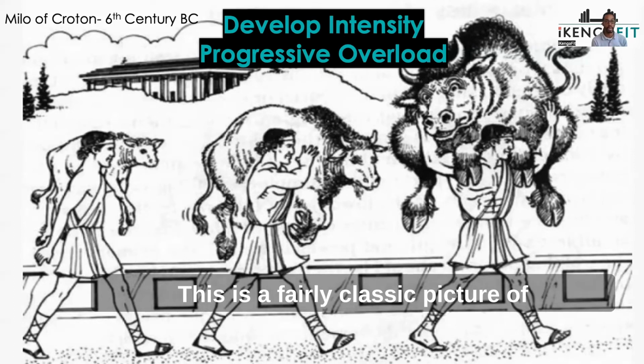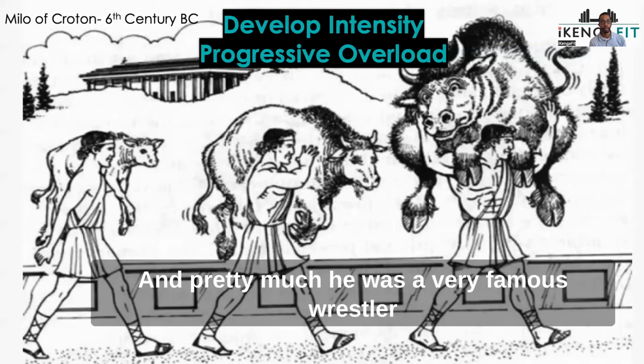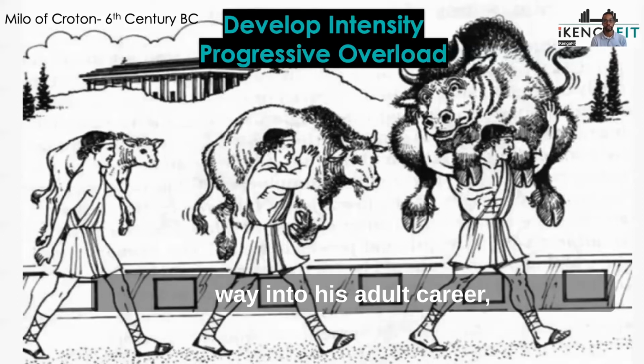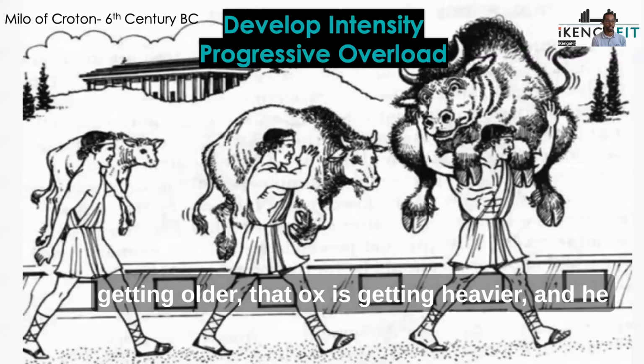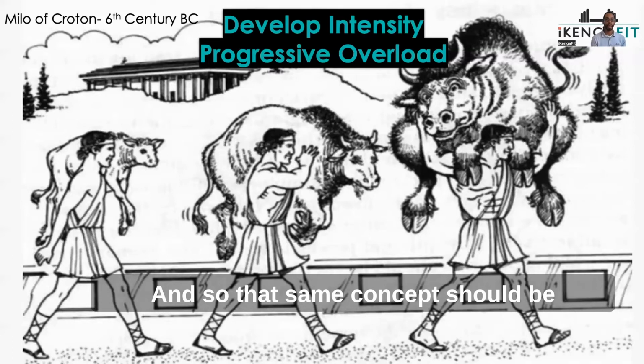There's a fairly classic picture of a famous Greek wrestler. His name was Milo of Croton. He was a very famous wrestler because his training routine was from youth all the way into his adult career as a very successful wrestler. He was just carrying an ox. But what he noticed was that as the ox was getting older, it was getting heavier, and he also had to adapt to that level of resistance. And so that same concept should be applied to your everyday life when you are trying to incorporate your intensity.